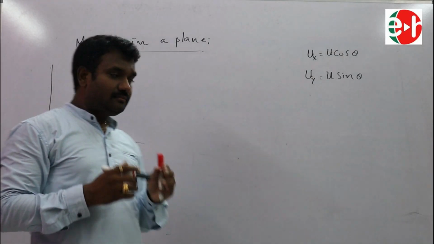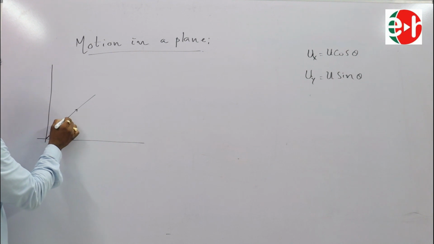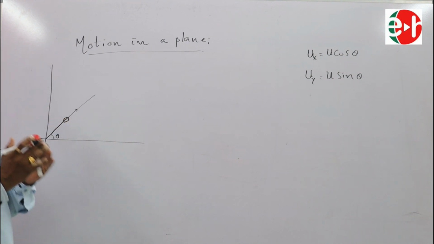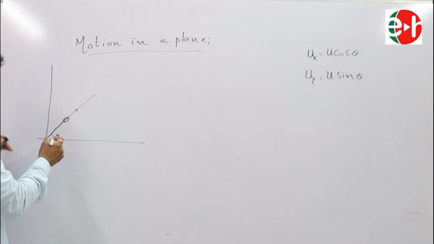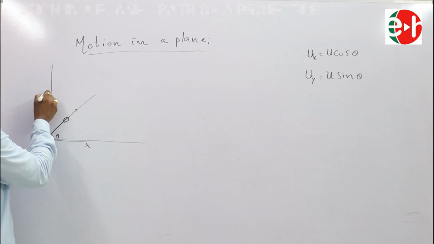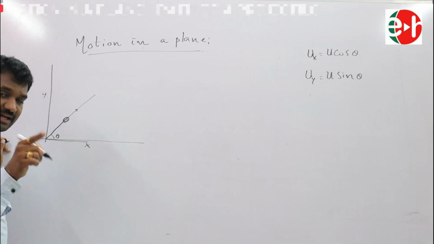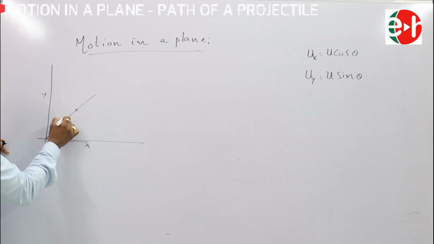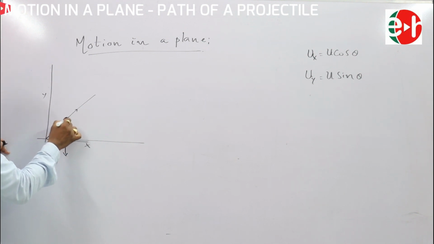Now, as the object is thrown with an angle theta with the horizontal like this, is there any influence on this object? We have to study that. So this is our x-axis, this is our y-axis. Is there any influence on this body along the y-axis? I am discussing the y-axis first. Is there any external force acting on this body in this y direction?